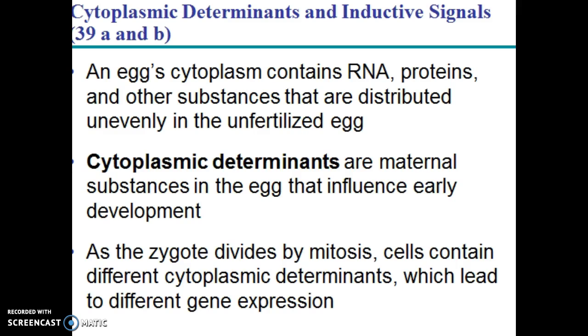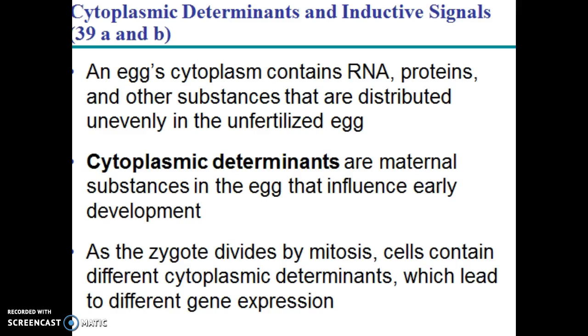Question 39 is looking at cytoplasmic determinants and inductive signals. We're going to be looking at both parts A and B of 39 here. Cytoplasmic determinants and inductive signals are used in early cell development. Consider that eggs contain RNA, they contain proteins, and they also have other items in the cytoplasm. And all of these items are necessary for the future development if fertilization occurs.